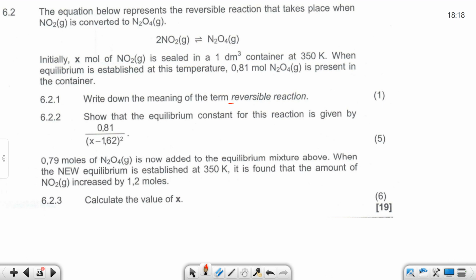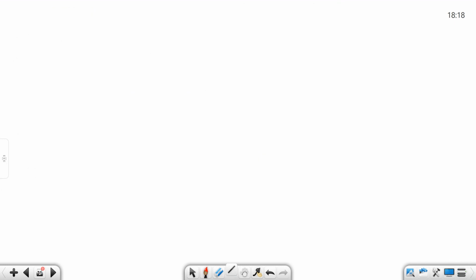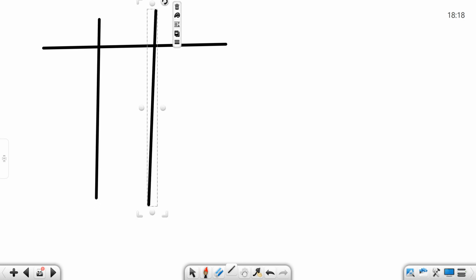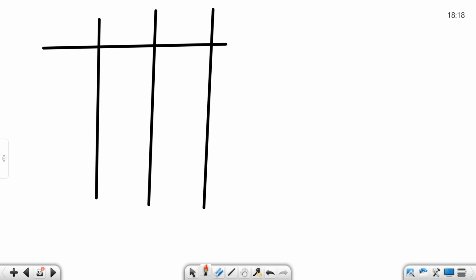I think we answered this question already. Reversible reaction: a reaction where products can be converted to reactants. Initially, X moles. Okay, let's draw the table together, everybody. Please, I need you to follow. This table, Zintle, this is for you. It's dedicated to you, my child.